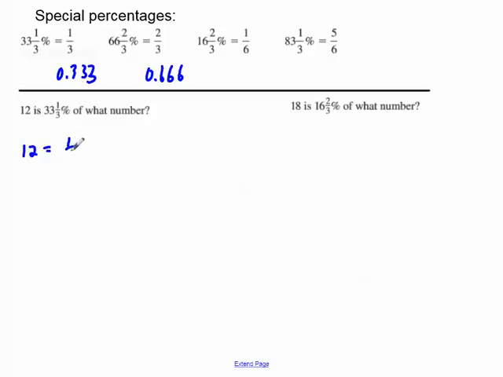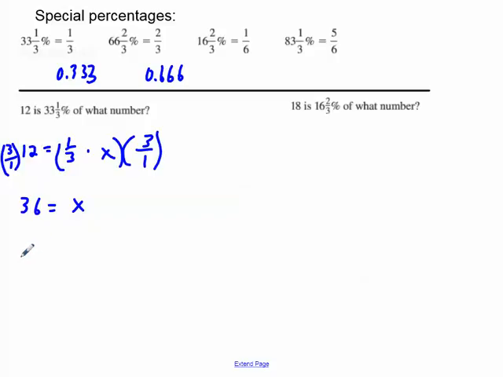12 is 1/3 of what number? I'm going to translate that sentence: 12 is 1/3 of x. So now I've got my equation. I can divide by 1/3, but we can also multiply by the reciprocal to get rid of that coefficient of 1/3. If we're multiplying by 3 over 1 on the right side, we've got to multiply by 3 over 1 on the left side. On the left side, it becomes 12 times 3, 36, equals, these cancel out, just x.